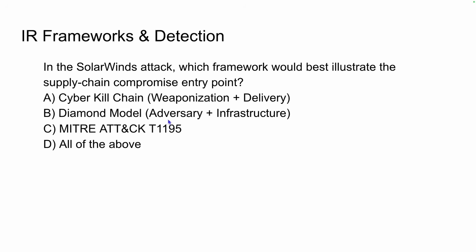In the SolarWinds attack, which was a supply chain attack, which framework would best illustrate the supply chain compromise entry point? A, the cyber kill chain, weaponization and delivery; B, the diamond model, adversary infrastructure; C, MITRE ATT&CK T1195; D, all of the above. The question is asking for the best illustration of the supply chain compromise entry point, and I'm inclined to say A. D is very tricky because, well, no, it can't be D because we're looking for the best illustration of the entry point of the supply chain compromise. And my answer would be A.